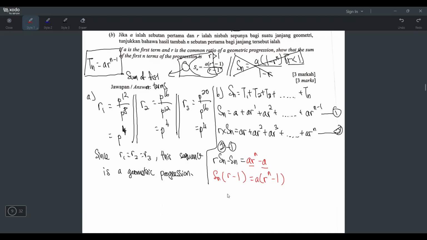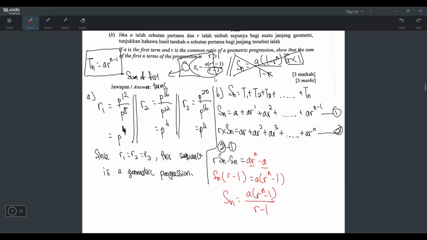So now you can see the Sn formula already. Just move the r minus 1 whole thing down here, and you will end up getting a bracket r power n minus 1 over r minus 1. And as you can see, this is the exact formula they're trying to ask us to show here. So this is the answer.